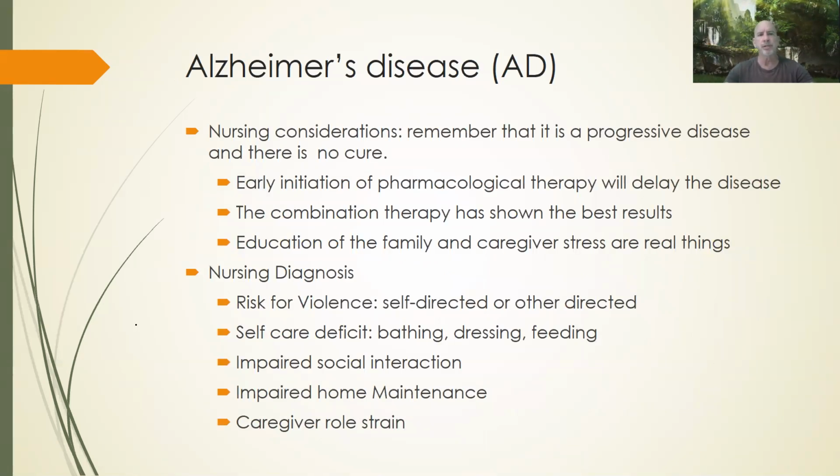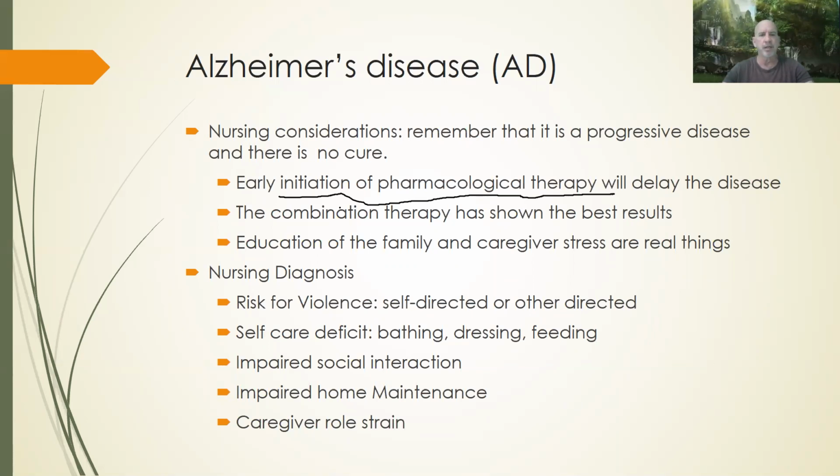read it. There are some things to consider, nursing considerations with Alzheimer's. An early initiation of pharmacology, the sooner we can get the cholinesterase to them, it will delay the disease as much as possible. They're experimenting with different combination therapies that hopefully will help. And education of the family to help relieve some of the stress of the disease.